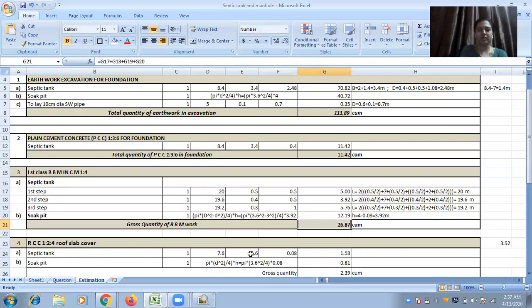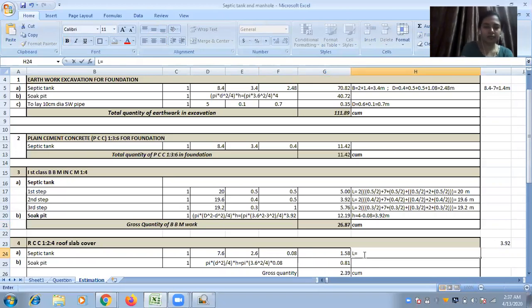Here, 7.6 plus 2.6 plus 0.08. You can write here, length is 0.3 plus 7 plus 0.3, which is equal to 7.6 meters. Similarly, you can write B value as 0.3 plus 2 plus 0.3, which is equal to 2.6 meters.